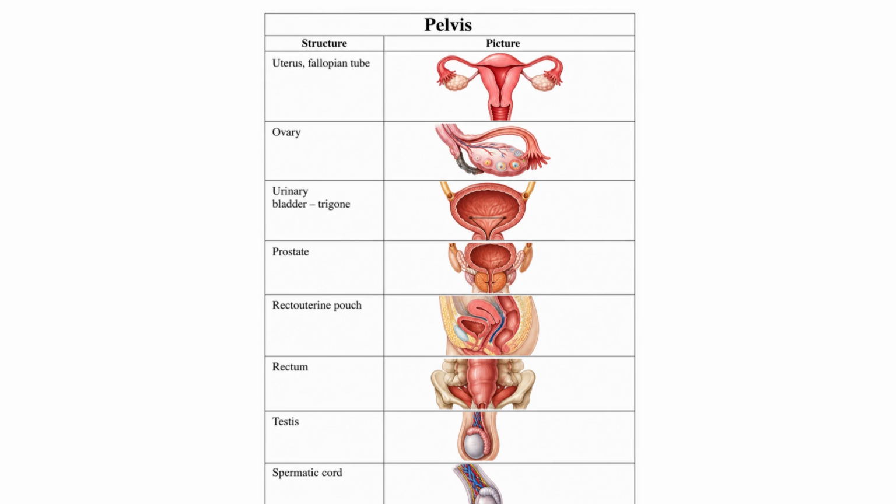Testis is covered by tunica vaginalis. It produces sperm and testosterone. Coming to the spermatic cord, it contains the vas deferens, testicular artery, pampiniform plexus, and it passes through the inguinal canal.